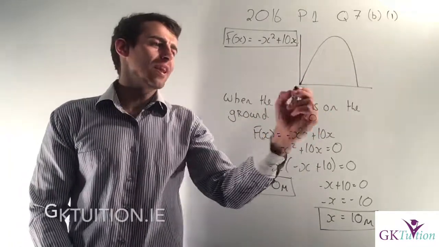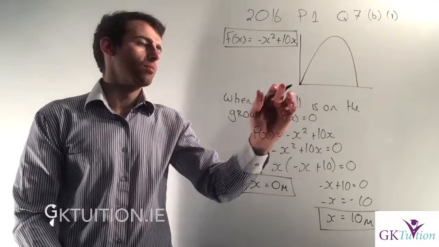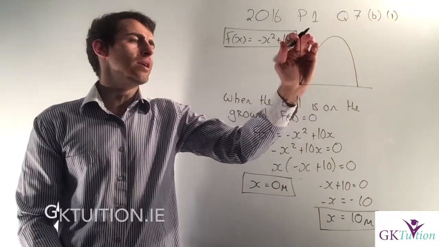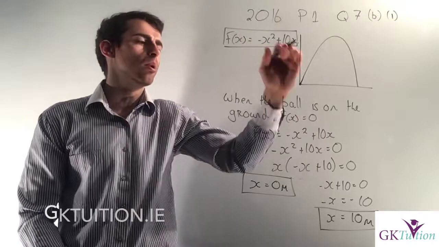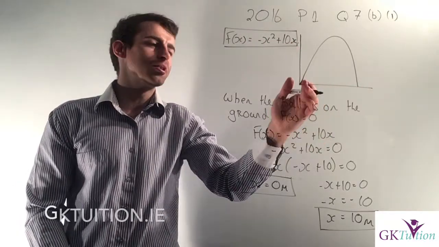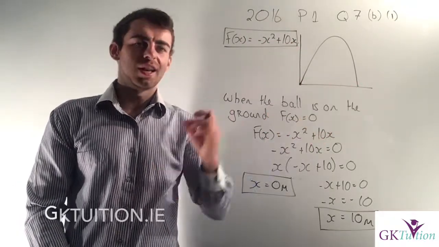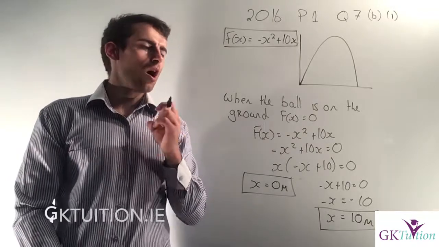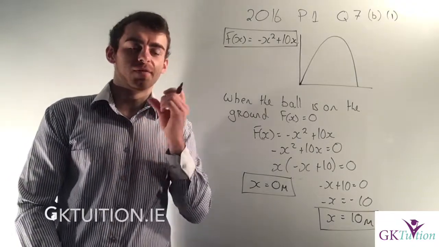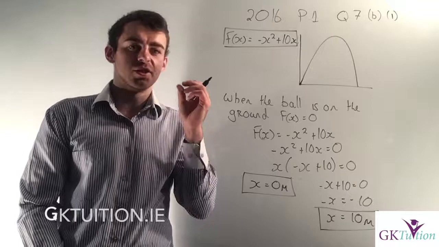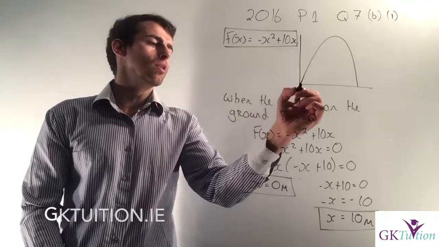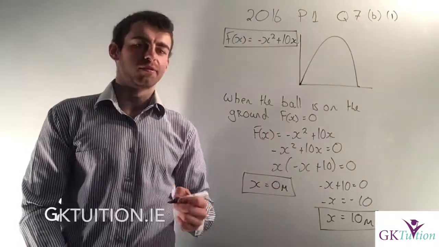I'm told that x and f of x are measured in meters. So my peak here would represent the maximum height of the ball, whereas the value over here would represent how far the ball is away when it lands. I'm asked to find the values of x for which the ball is on the ground. So what are the values of x for which the ball is on the ground?